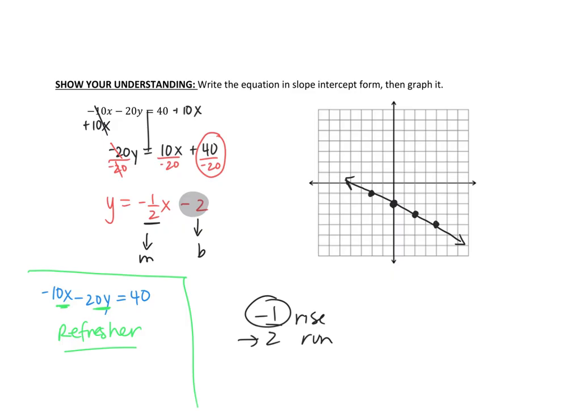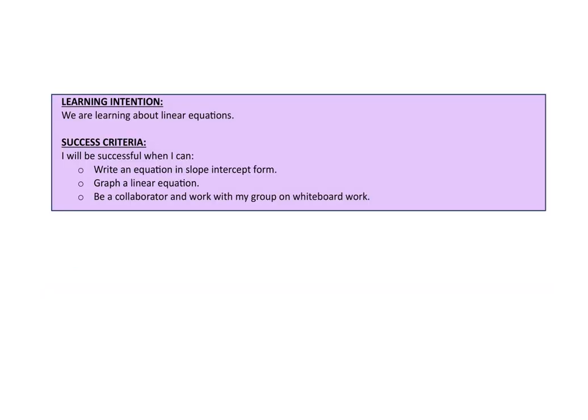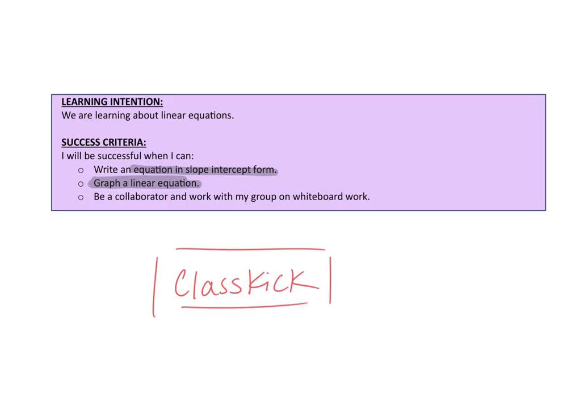So your learning goal for today was, we're learning about linear equations still. Can you write an equation in slope-intercept form? Hopefully you can. Can you graph a linear equation? You might have to rewrite it first to find the slope and the y-intercept. And can you write a linear equation from a situation? We didn't put that in the learning intention, but you should be able to do that as well. All right, your assignment then is a class kick to practice what you have learned today and some of the stuff that we learned in the first 3 lessons.